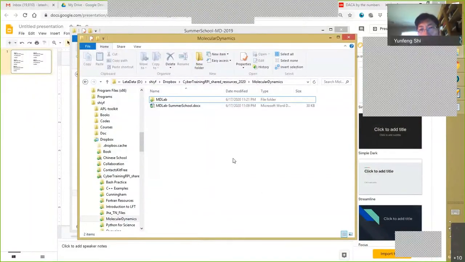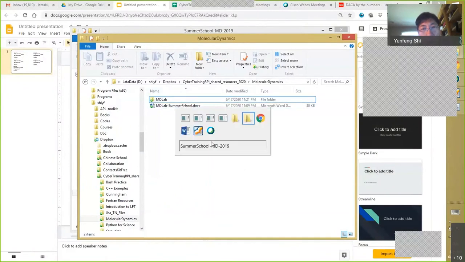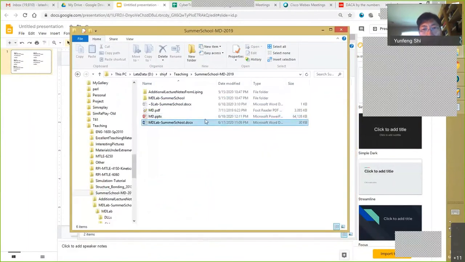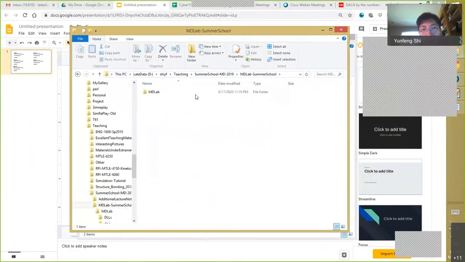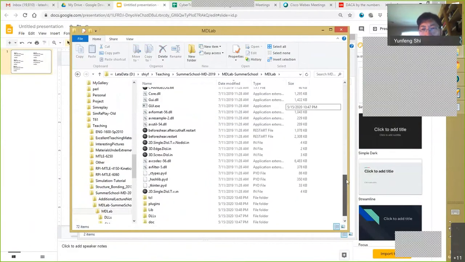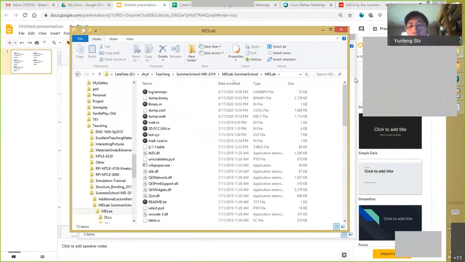Okay, so first of all, I'm going to talk you through this process. Here you can see the Dropbox folder, but I'm not going to work on the Dropbox. Here is my local copy. This MD Lab folder has essentially three important programs. One is LAMMPS, the other is called Ovito. LAMMPS is an MD engine. It runs MD simulations: it takes an input and spits out output. And what is Ovito? Ovito is a visualizer.